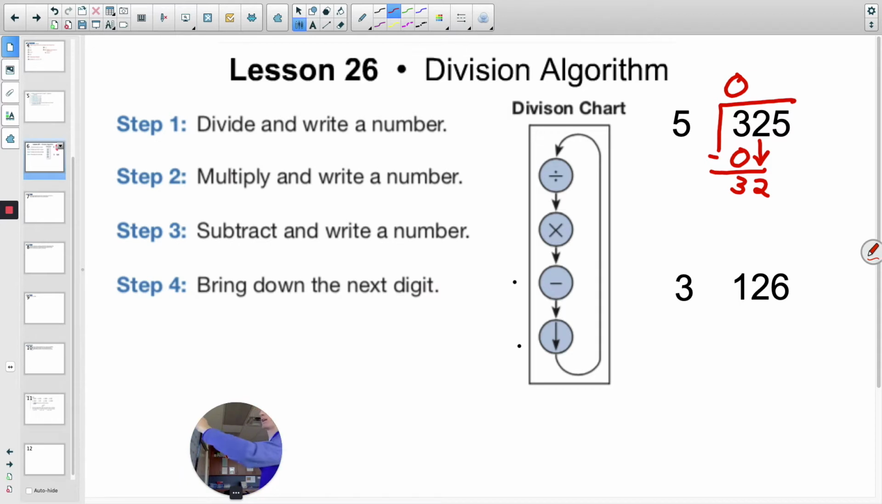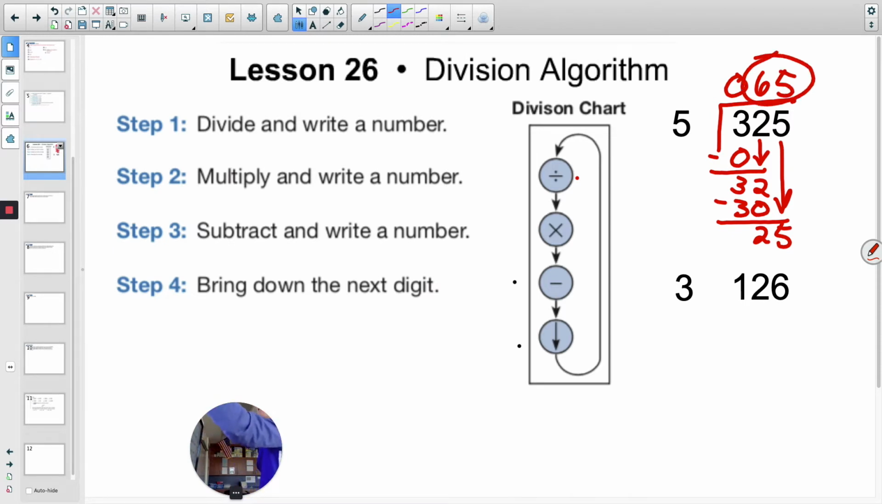Now I divide again. Back to the first step, 32 divided by 5. Well, 5 can go into 32 6 times. 6 times 5 is 30. Divide, multiply, subtract, bring it on down. 25 divided by 5 gives me 5. So my answer here is 65.